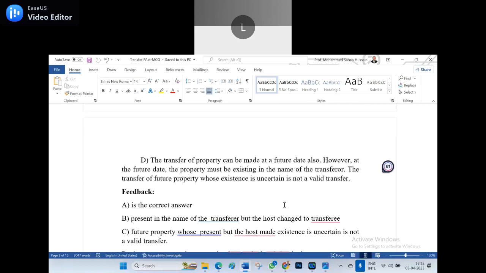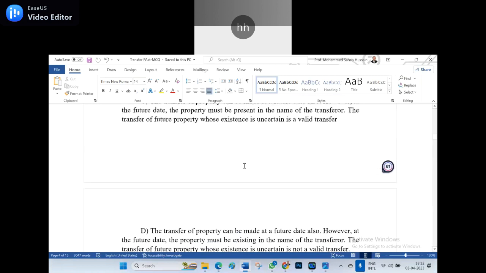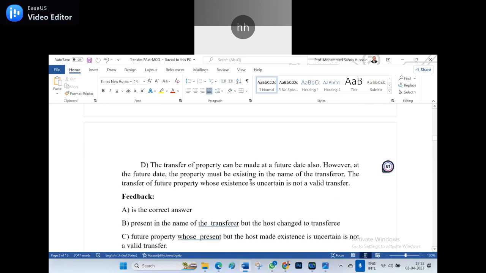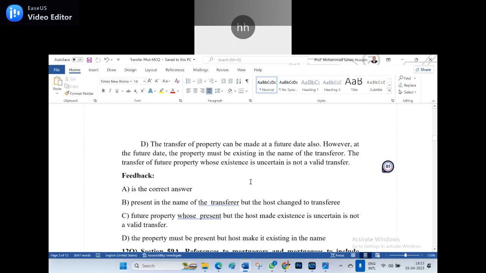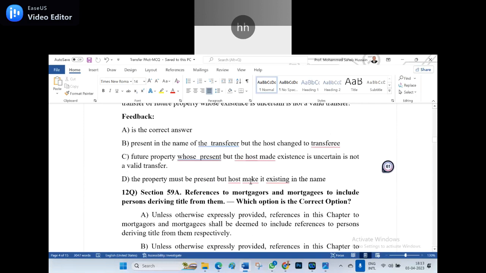D, I'm quite confused. The property must be, the host make it existing in the name. Existence is not there. Existing is not there. Present is there. Must be present. But I wrote existence. Sir. Let me check. Something wrong is there because the property must be present, but the host make it existing in the name. Anyway, that A is the right answer.